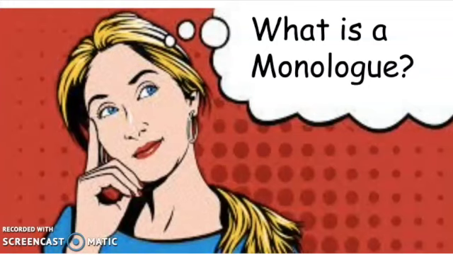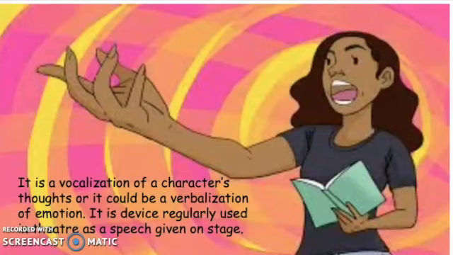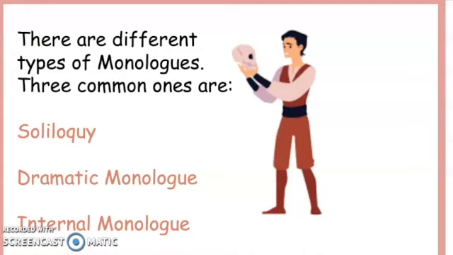So what is a monologue? A monologue is a speech given by a single character in a story. It's a vocalization of a character's thoughts, or it can be a verbalization of emotion. It's a device regularly used in theater as a speech given on stage. And there are three different types of monologues, but three common ones: the soliloquy, the dramatic monologue, and the internal monologue.